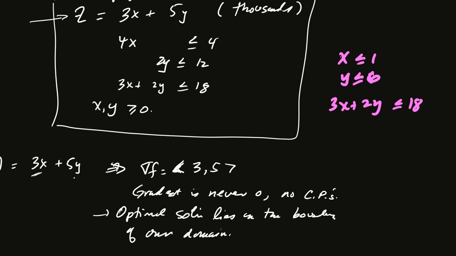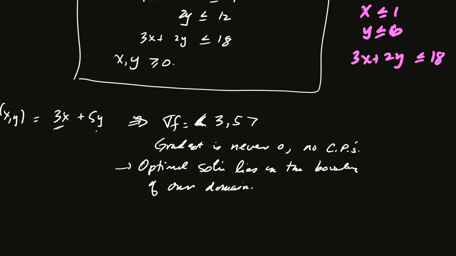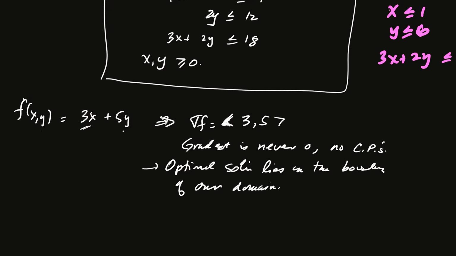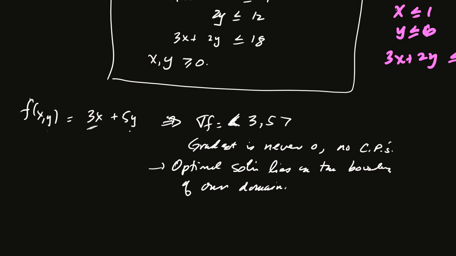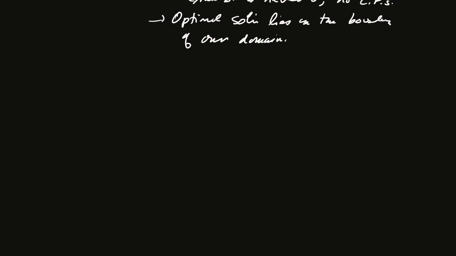So let's put those on my plane here. Let's draw a little picture. You'll remember those three constraints. There it is. Okay, so here's our domain. X and y are positive. X is less than or equal to 4.